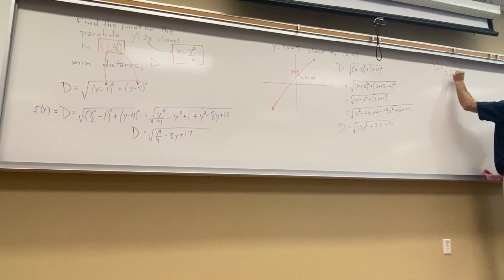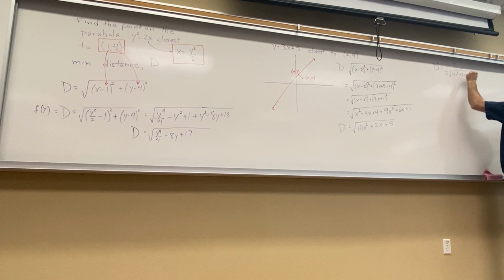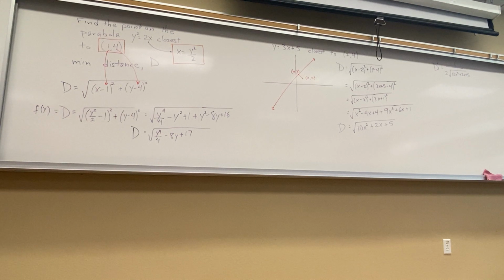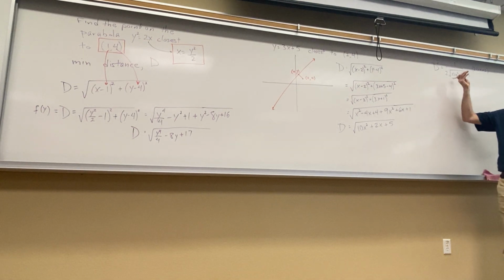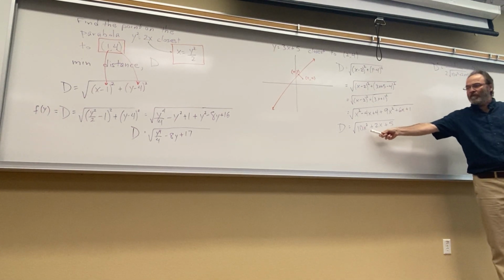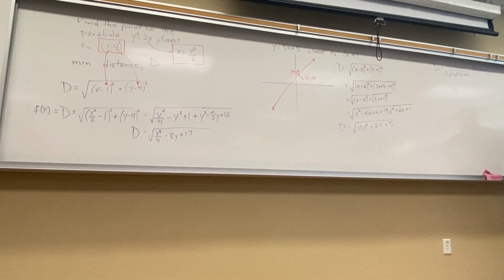Okay, so 1 over 2 square roots times what? 20x plus 2. So we just take the derivative. We have 1 over 2 square roots, that's the square root part of it, but then we just take the derivative of what's inside. And that whole thing needs to equal 0.